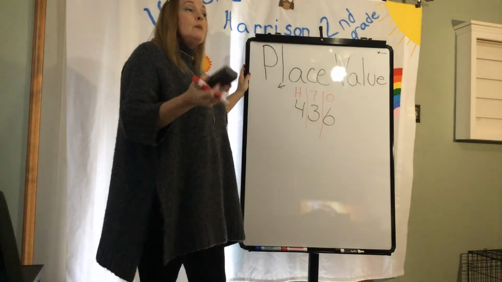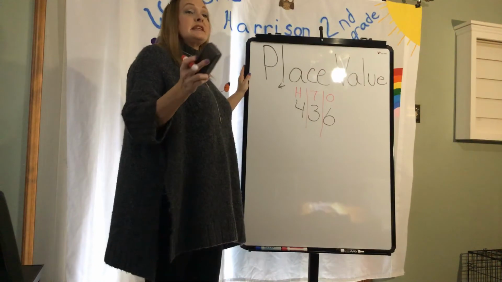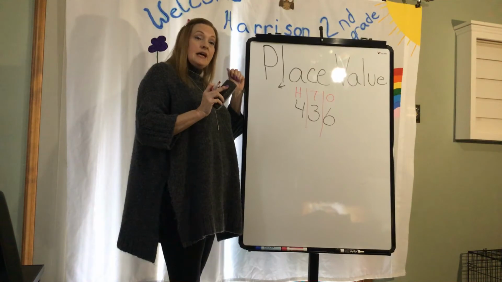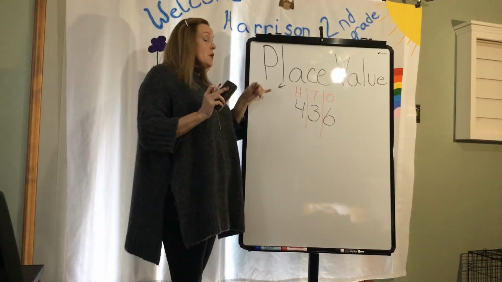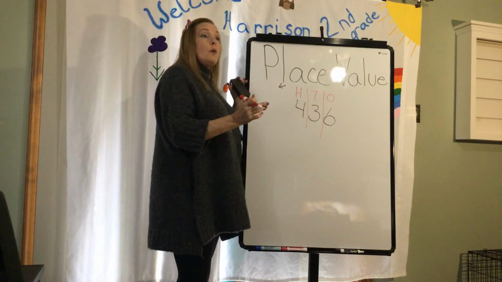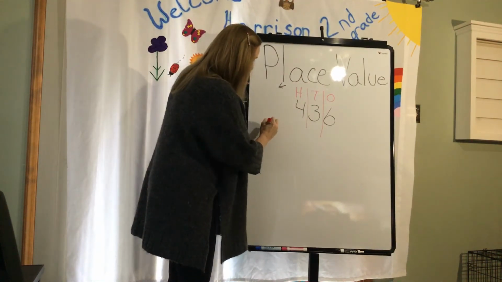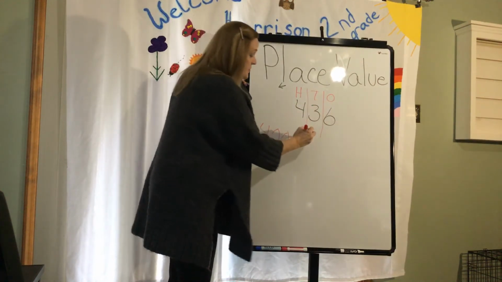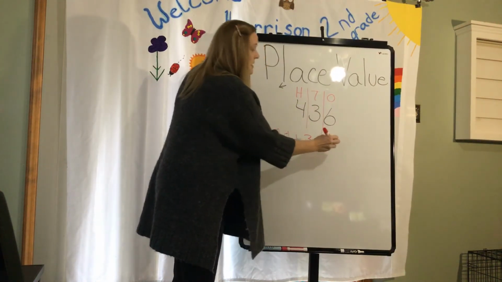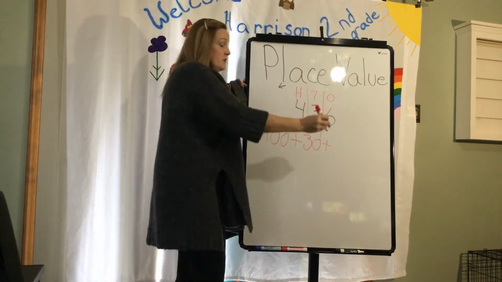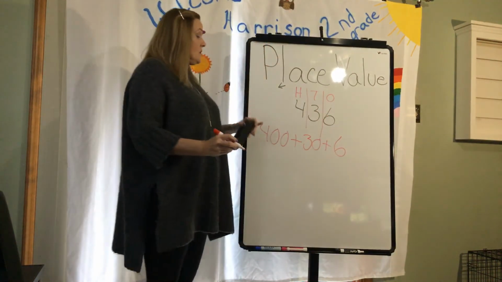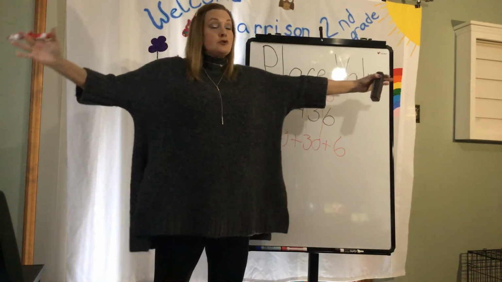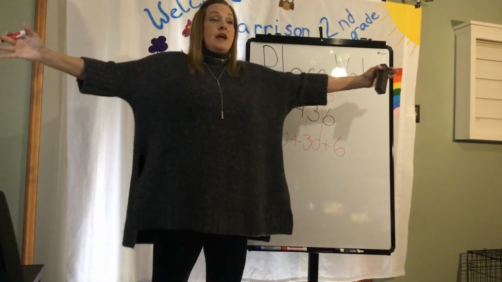Then I say, well, I would like for you to stretch it out. I want to see the expanded form. Same thing as we just did before. You take the value, put a plus sign in between each of those values. So we said the value of this 4 was what? 400. 400 plus. The value of the 3 was 30. The value of the 6, put a plus sign, the value of the 6 was simply 6. 400 plus 30 plus 6. All we did was we stretched it out. Remember, expand means to stretch it out. We're making it really big.